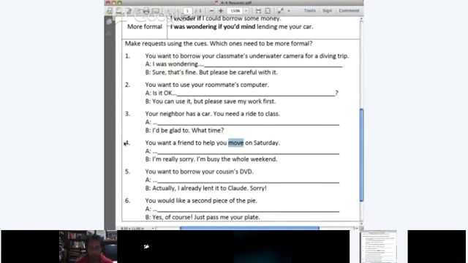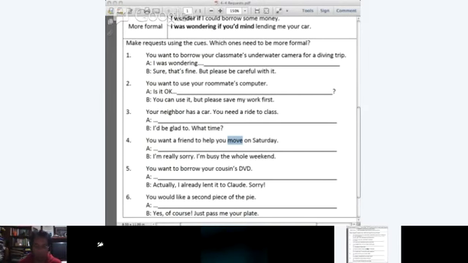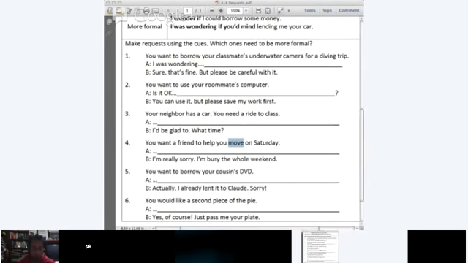Please, go ahead. I let you now. Thank you. Welcome. I was wondering if you would mind helping me move on Saturday. Yes, good. I was wondering. Excellent. Good job with all the grammar there. That was right. Or you can say, I was wondering if you could help me move on Saturday. In that case, we don't use the gerund.